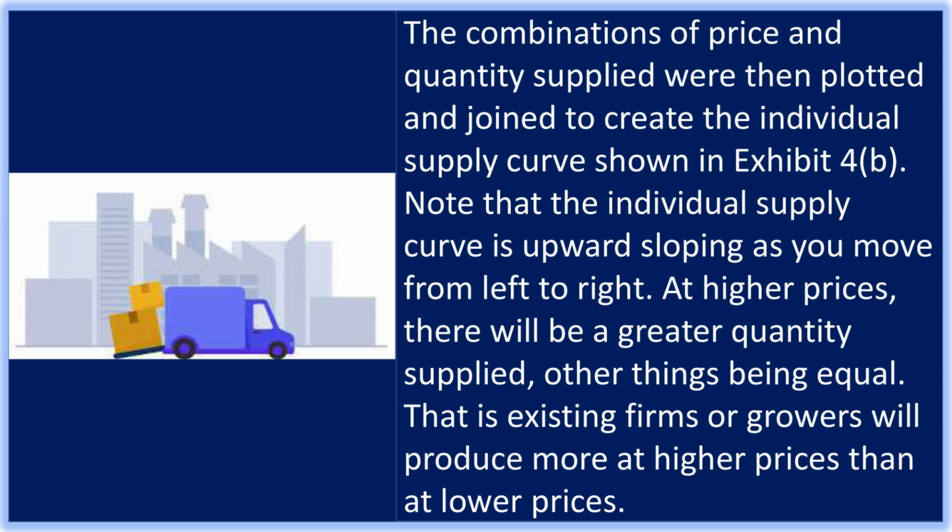The combination of price and quantity supplied were then plotted to create the individual supply curve shown in Exhibit 4B. Note that the individual supply curve is upward sloping as you move from left to right. At higher prices, there will be a greater quantity supplied, other things being equal. That is, existing firms or growers will produce more at higher prices than at lower prices.